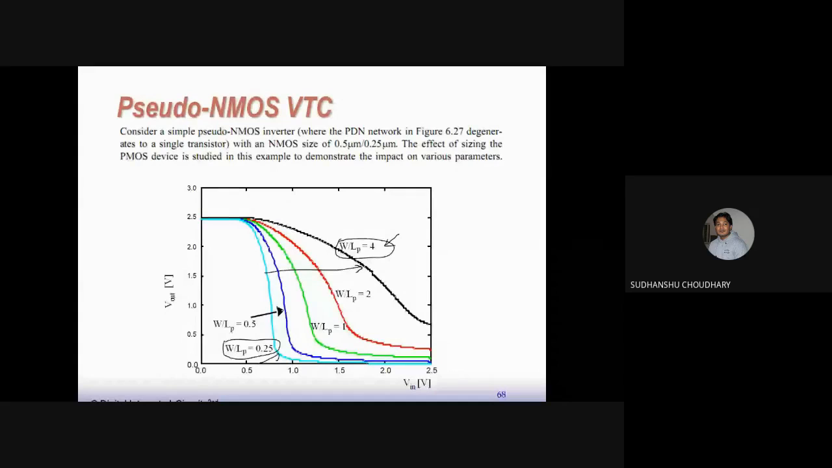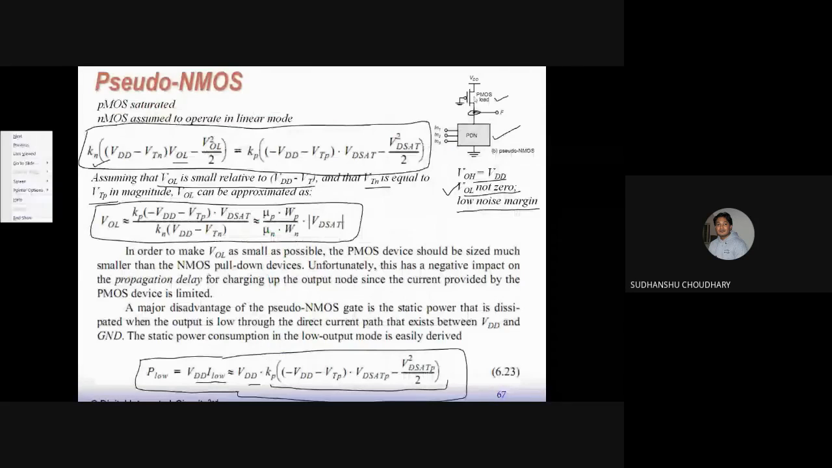With the increase in W, PMOS is obviously becoming more strong. When PMOS is becoming more strong in this circuit, even when the pull down network is on, this node F cannot be brought down to complete zero, because PMOS is always on, so it will always try to charge this node. And when the pull down network is on, we want the output node to be brought down to zero, that is high to low.